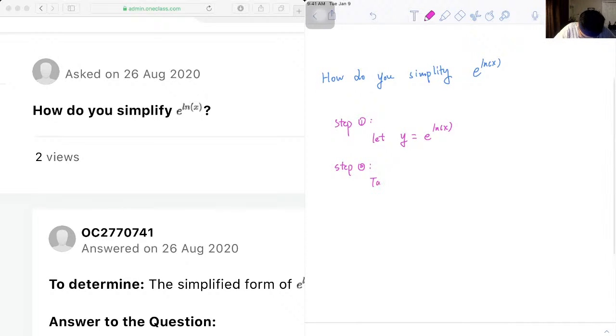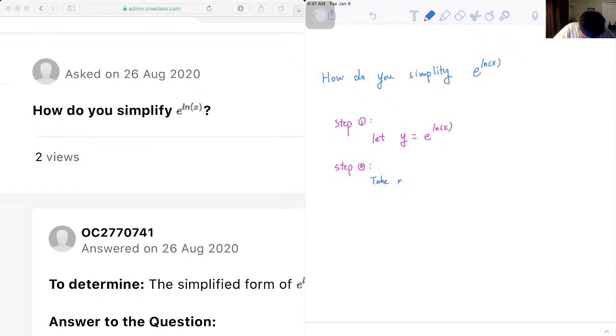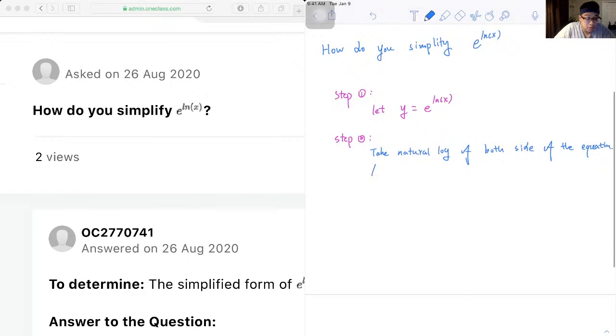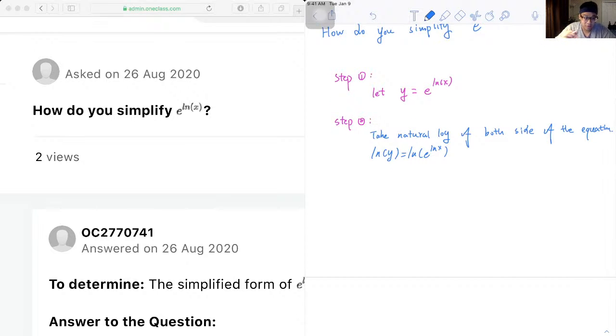So take natural log of both sides of the equation. Okay, so we will have ln y is equal to ln e to the exponent of ln x. Okay, so we pretty much just add an ln on both left hand side and right hand side.